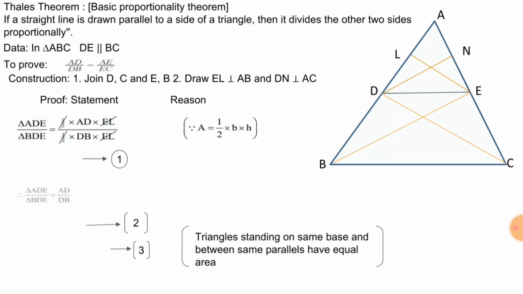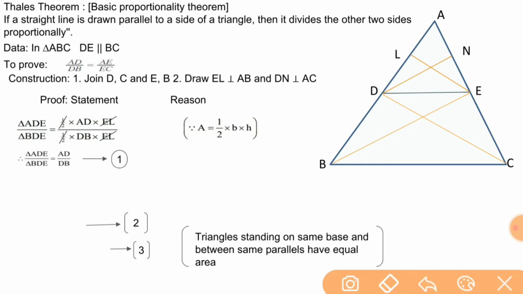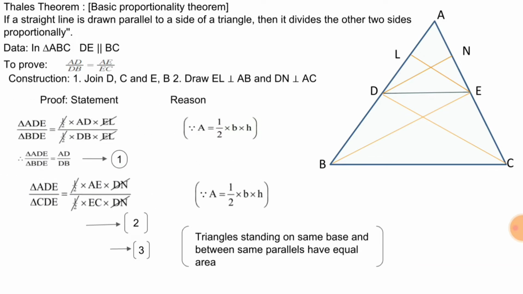After that you get area of triangle ADE by BD is equal to AD by BD. After the cancellation, we are left with AD by BD. I am going to call it equation number 1. After that, we are going to consider two other triangles, apart from the triangles we have taken now.